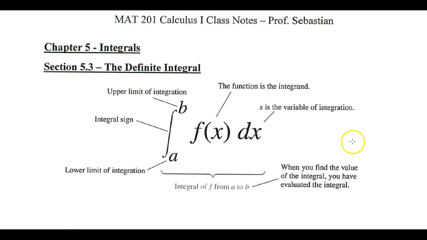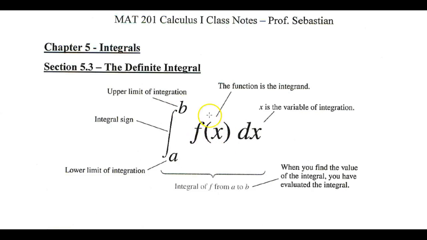All right, our first section this week is section 5.3, the definite integral. So this looks just like the indefinite integral. The only difference is we have this a and this b here. A is called the lower limit of integration. B is the upper limit of integration.